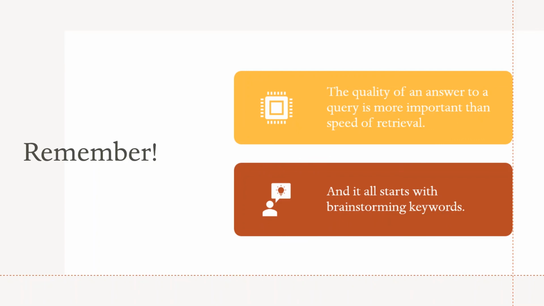To identify, generate, and search using keywords and search strings, it might be necessary to unlearn the expectations of an instant answer from Google. Develop this learned skill and make it a habit by replicating these exercises in future research assignments. Remember, the quality of an answer to a query is more important than speed of retrieval, and it all starts with brainstorming keywords.